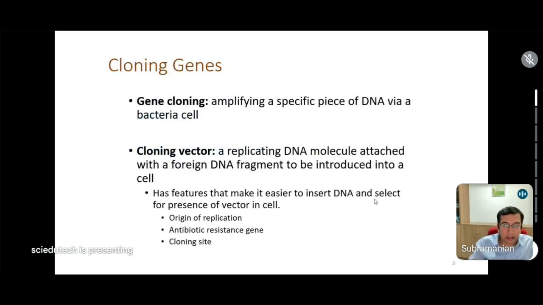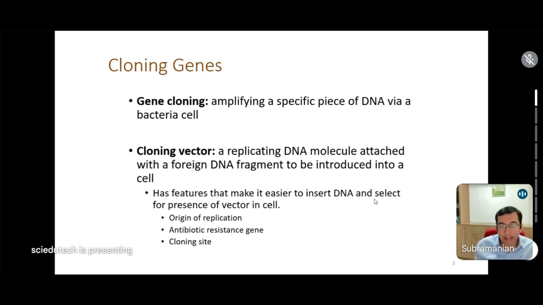So gene cloning, as most of you would know, is about amplifying a specific piece of DNA and putting it in a bacterial cell, and that allows you to replicate a particular gene of interest, right? And a cloning vector is a replicating DNA molecule attached with a foreign DNA fragment which is introduced into a cell. So basically the host cell is usually bacterial.